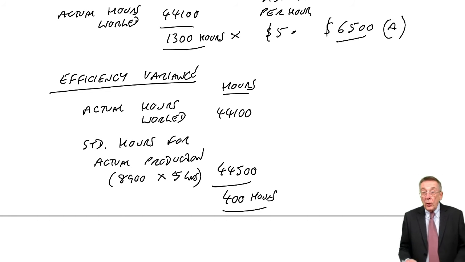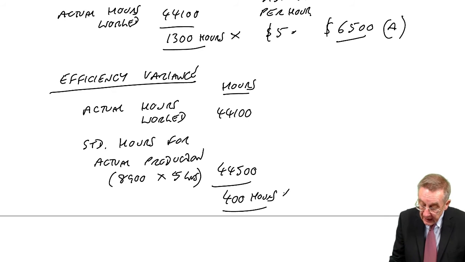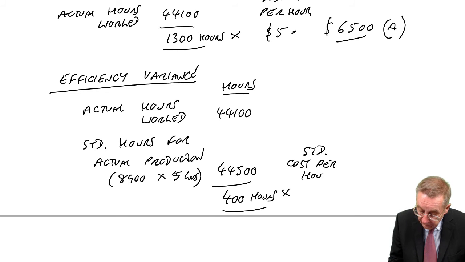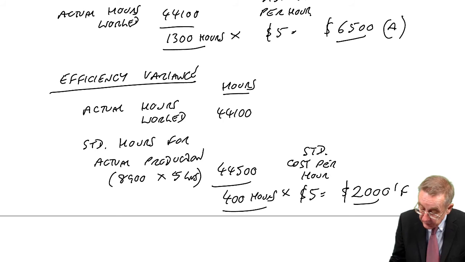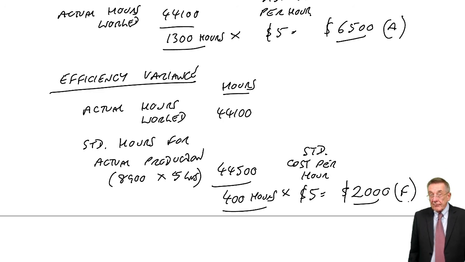And again, if that's all that had changed, how much money would it have saved us? Well, at standard cost per hour of $5, it would have saved us 2,000. Saved money, more profit, favourable. And so there we are.